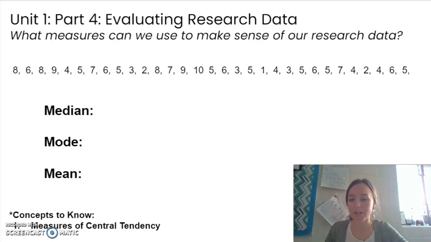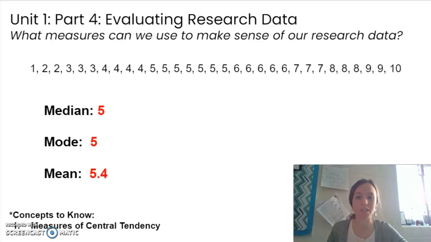And so here is what you should have gotten. The median, the number that falls in the very center after you order them, so you can see I've ordered them now, is 5. And I just remember median is in the middle between two highways. The median is in the middle.